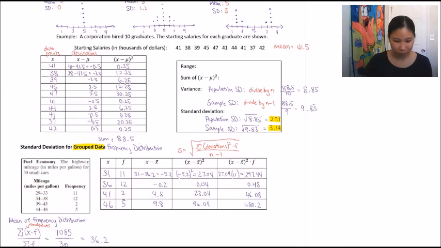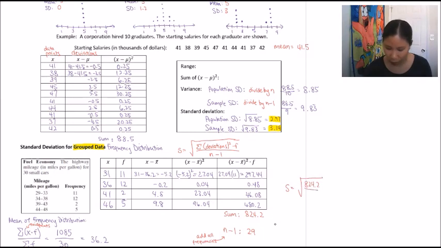So when I added everything in this column, I got 824.2. And then when I added all my frequencies together, I got 30. So n minus 1 would have been 29. These two numbers get divided. So in the end, I'm going to square root this 824.2 divided by 29, which ends up being 28.42, so square rooting that, I end up with 5.33, and that's my final standard deviation of this frequency distribution.